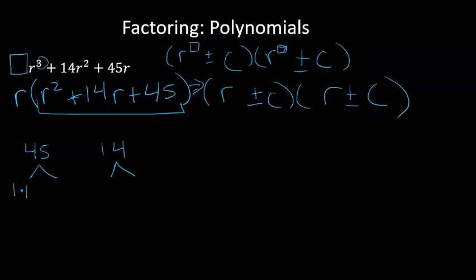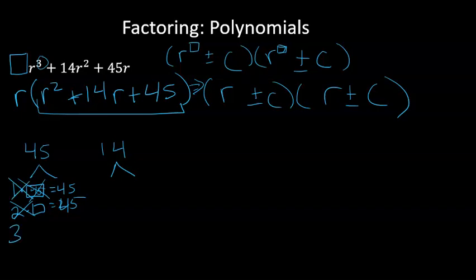So 1 times a mystery number has to equal 45. Let's see, what is it? It can't be 45, because it doesn't give me anything close to a 14. I can't do 45 with 2 because I have to get an even number. So 2's out of the question, and 1 was out of the question.